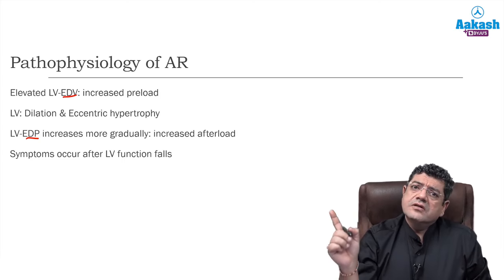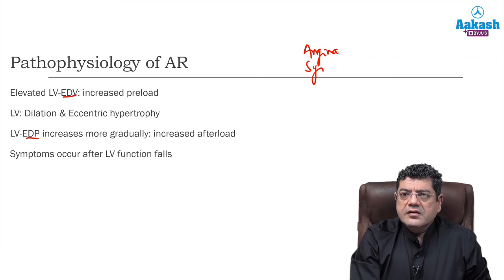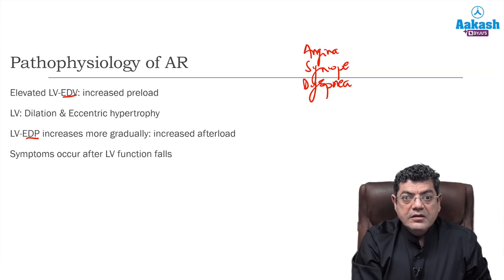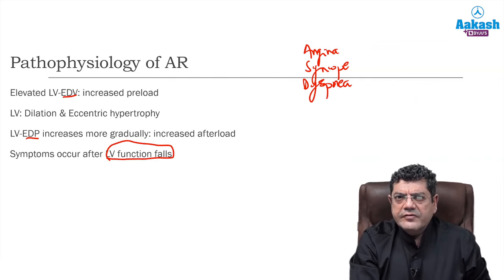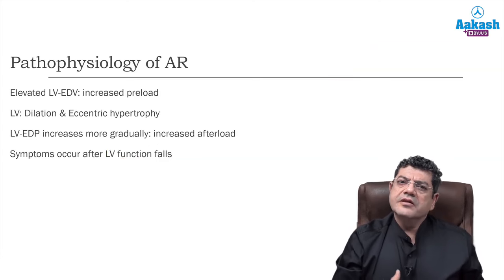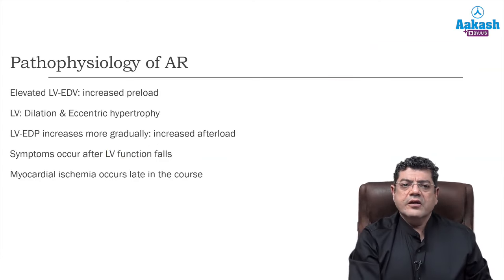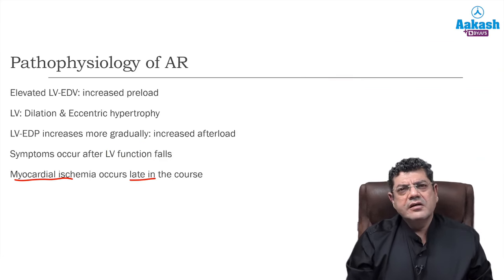What did we discuss for aortic stenosis? The first thing that symptoms appear are angina, then syncope, and the dyspnea of LVF occurs last of all, right? Here, the left ventricular function falls, and that's when symptoms appear. So, until the left ventricle is functioning normally, at most the patient will experience forceful palpitations. Okay, myocardial ischemia will occur here as well, but again, this will also be a late manifestation.